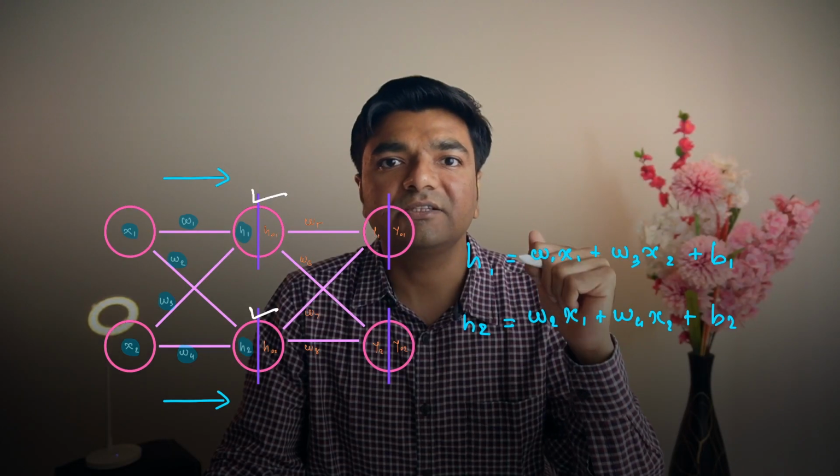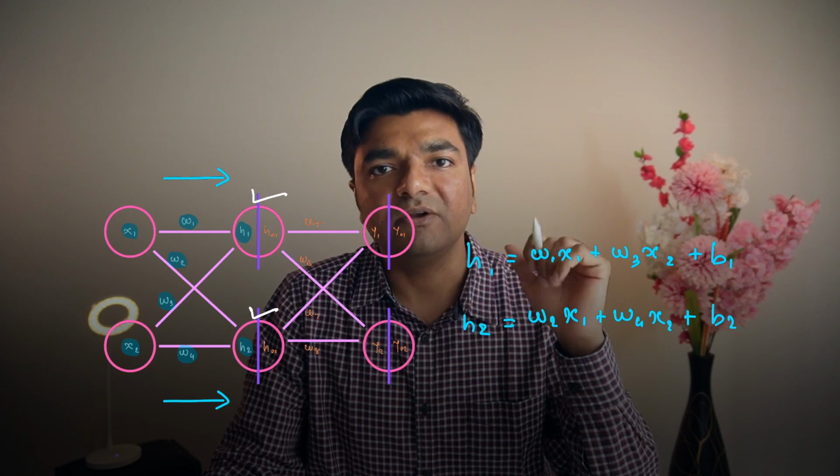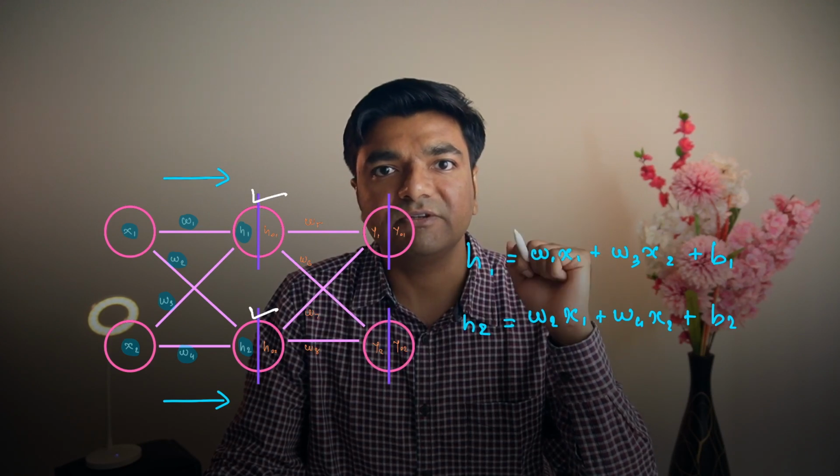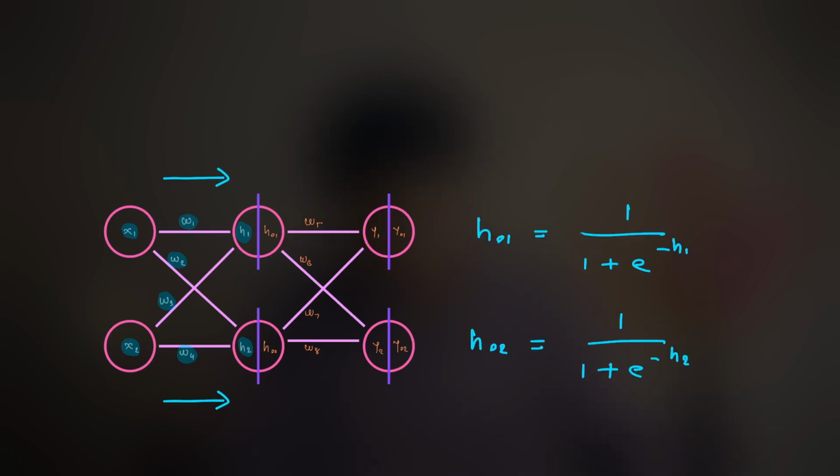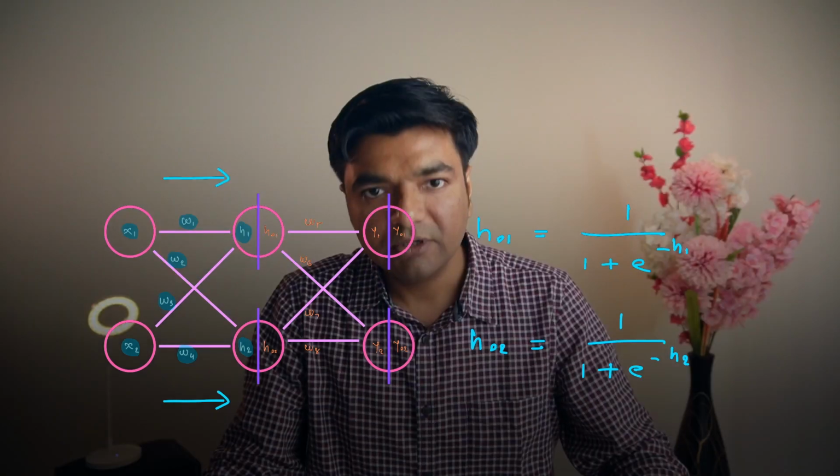This line indicates the activation function, and here we are using the sigmoid function as the activation function. So h1 is the input of the activation function and ho1 is the output. And based on the equation of sigmoid, ho1 becomes 1 upon 1 plus e raised to minus h1. Same as ho2 becomes 1 upon 1 plus e raised to minus h2.